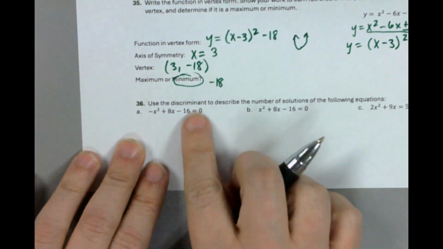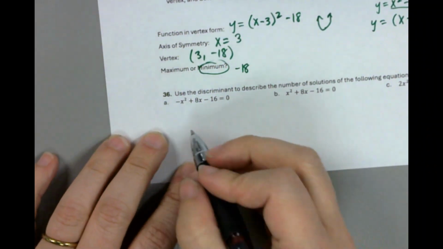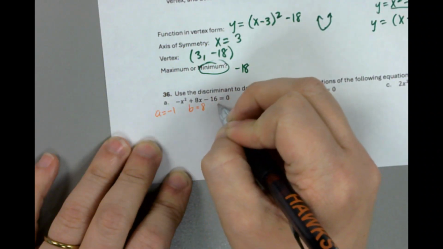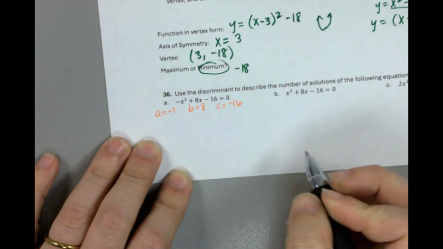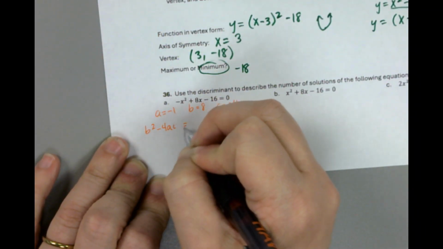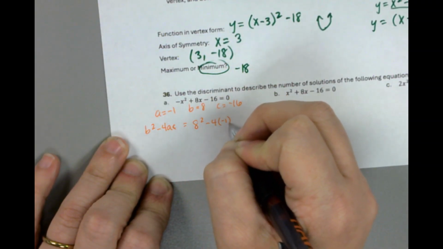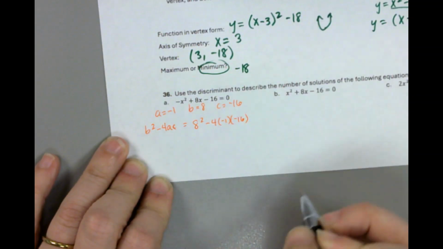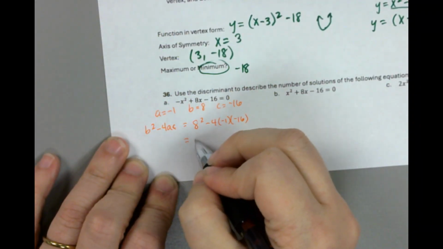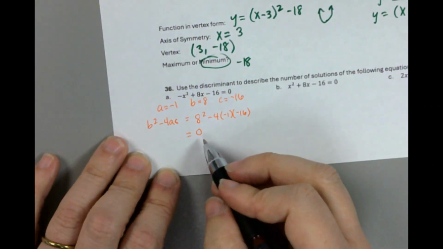We need it to equal 0 first before we can plug in a, b, and c. This does equal 0. So it looks like a equals -1, b equals 8, c equals -16. Our discriminant is b squared minus 4ac, which in this case is 8 squared minus 4 times negative 1 times negative 16. When you do all of this in your calculator, you get 0. So the discriminant equals 0.